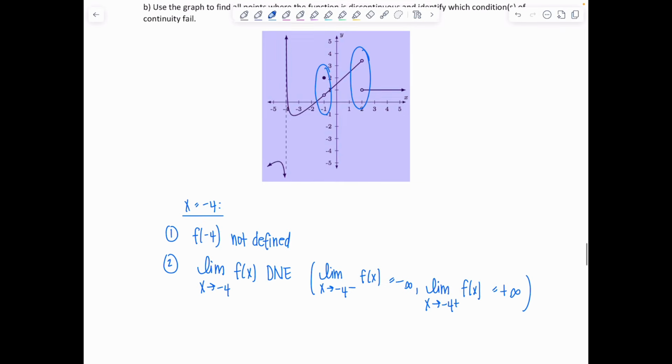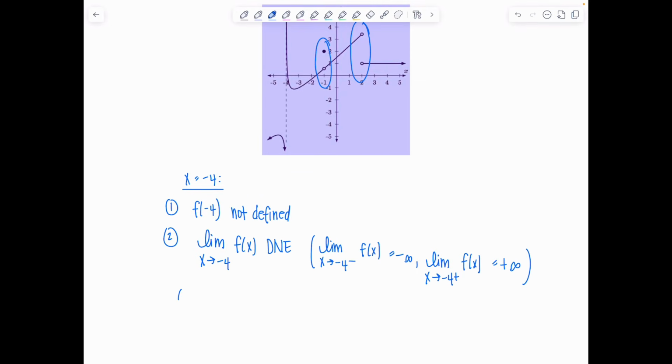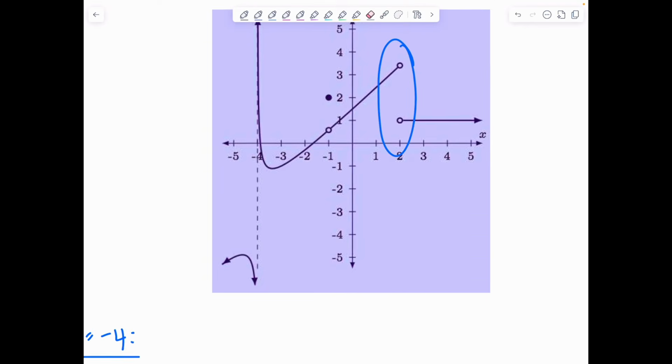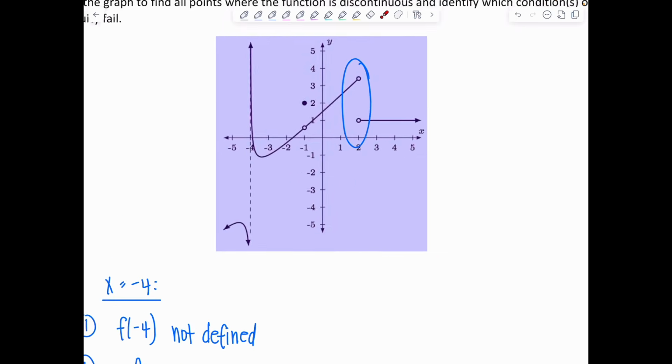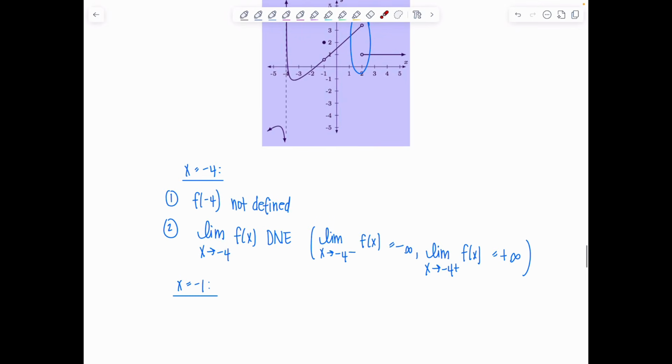Okay, what about at x equals -1? Okay, condition 1, is f of -1 defined? Yeah, there's a function value when x is -1, so that's not the problem. Does the limit exist? Yeah, it does. This is funky. The limit as x approaches -1 from the left equals the same thing as from the right, so the limit exists. The problem is that the function value does not equal the limit. So let's be specific. It only fails condition 3.